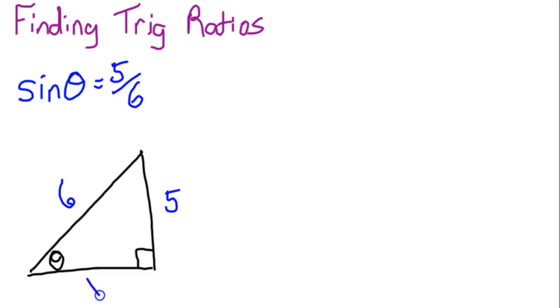So we need to find that missing side length. Okay. Now we're going to use something you've used a lot, the Pythagorean theorem. A squared plus b squared equals c squared. Okay. We know what b and c are. We're trying to find that missing side length.